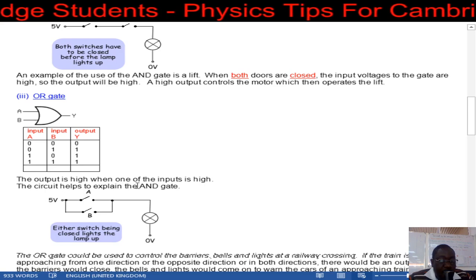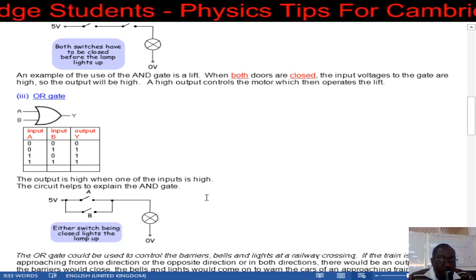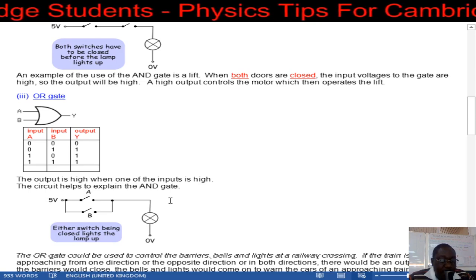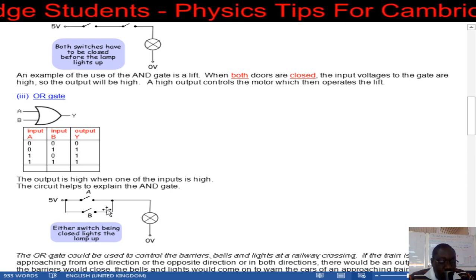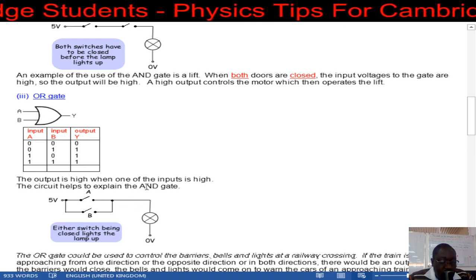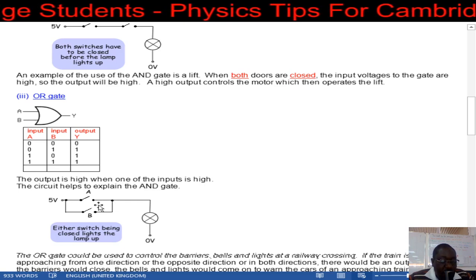The output is high when one of the inputs is high. The circuit helps to explain the AND gate. Now, if you have, so this one explains the OR gate, please. It's an OR gate over here, not AND.